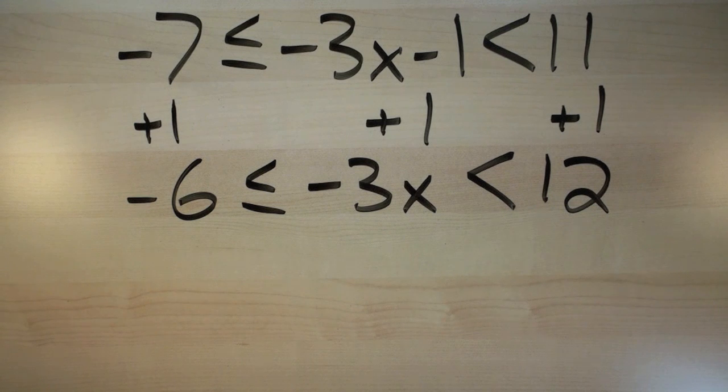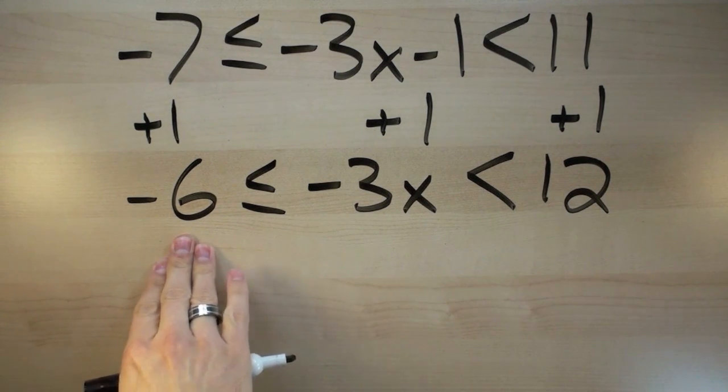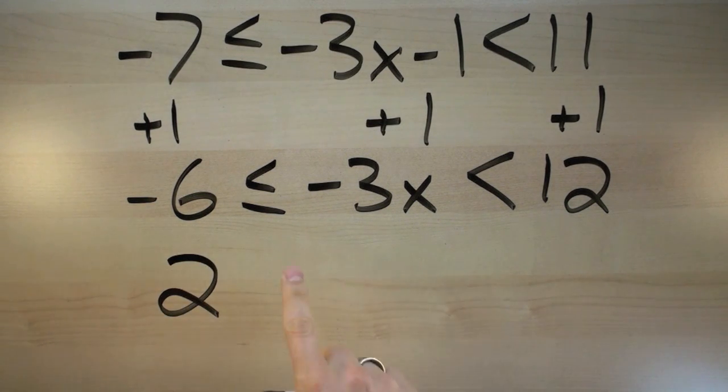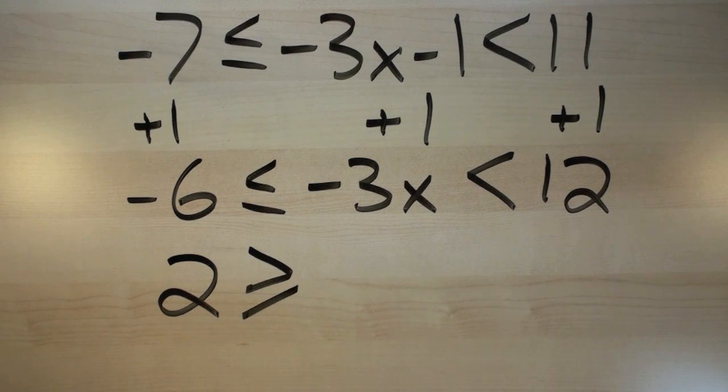Now we're going to divide all three pieces by -3, keeping in mind that since we are dividing by a negative number, namely -3, we have to switch the direction of the inequalities as we go. So -6 divided by -3 is going to be +2. We switch the direction of the inequality, making this greater than or equal to.